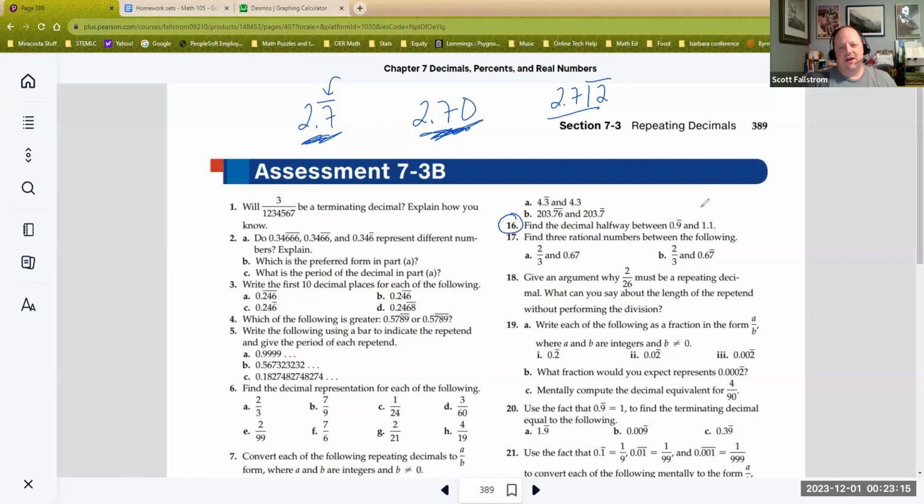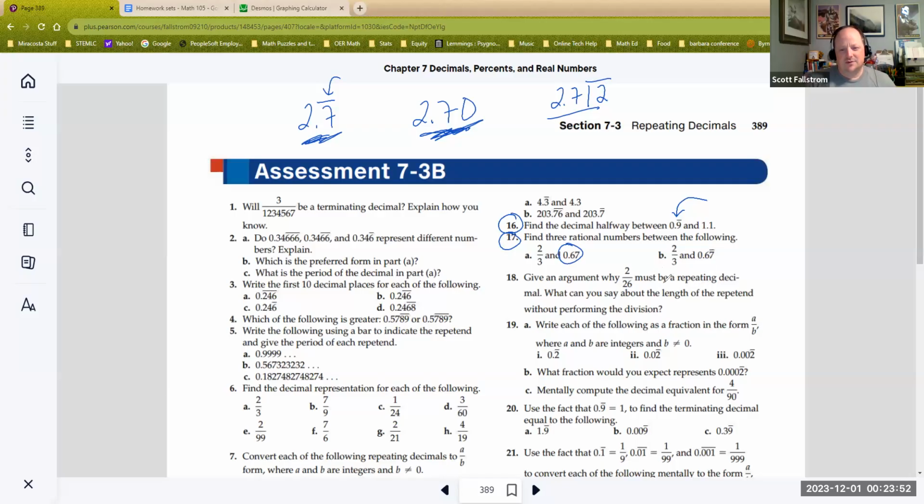Let's see here. Find the decimal halfway between 0.9 bar and 1.1. And just remember, what is 0.9 bar, 0.9 repeating, from what we did in class or from just your own conversion? So what does that equal? Then you've got to find 3 rational numbers between the following. All right, well, what do they want you to do? You can choose. You could put the decimal one into a fraction and use the Kool-Aid property. You could turn the fraction number into a decimal and then use decimal numbers. So you have a lot of opportunities here.